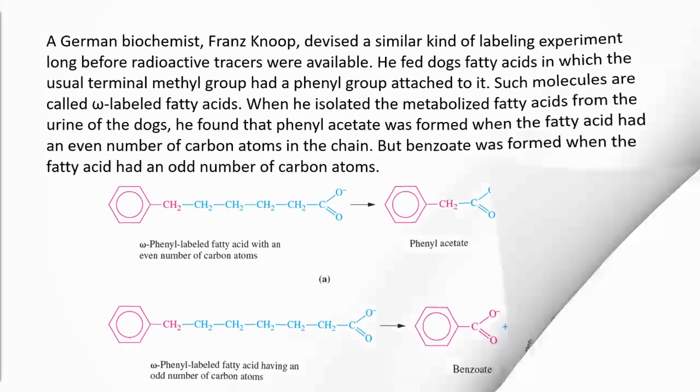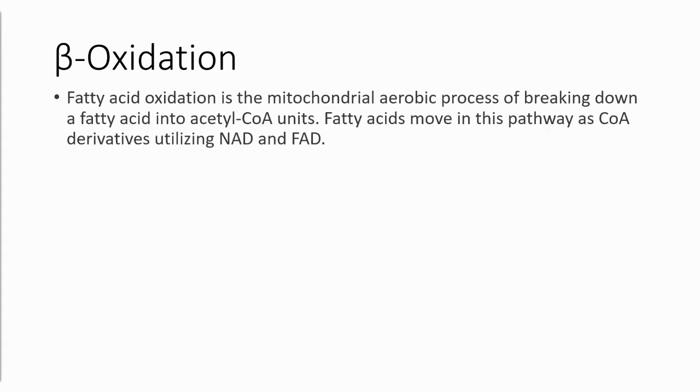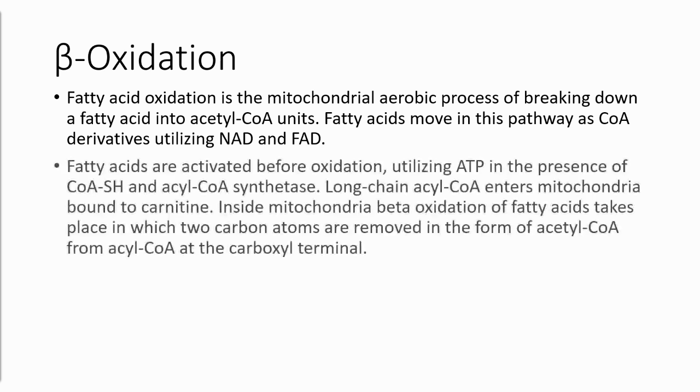Okay? So here we also call it beta oxidation. So usually we say fatty acid oxidation. This is actually a mitochondrial aerobic process. So take note, it's happening inside the mitochondria, and you break down fatty acid into acetyl coenzyme A units. So fatty acids move into the pathway utilizing NAD and FAD, and at the same time, it's activated before oxidation utilizing ATP in the presence of coenzyme thiol and coenzyme A synthetase. Now, take note that long chain acyl coenzyme A enters mitochondria bound to carnitine. So, ito yung carnitine shuffle.